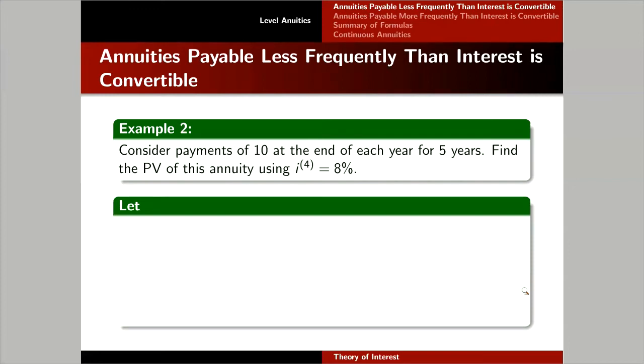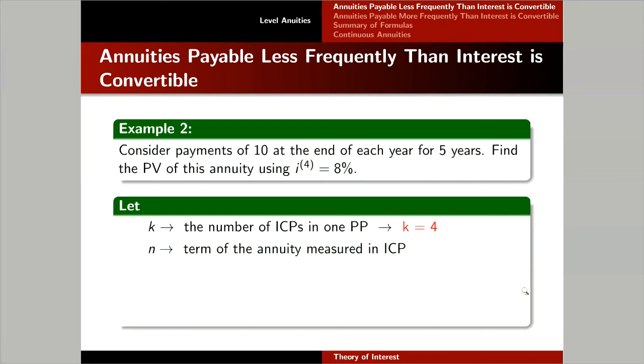Let's have K. K is the number of interest conversion periods in one payment period. Going back to our example number 2, what do you think is the value of K? It's like, how many quarters are there in 1 year? It's clearly 4. Right? So that's K. Ilang interest conversion period in one payment period?